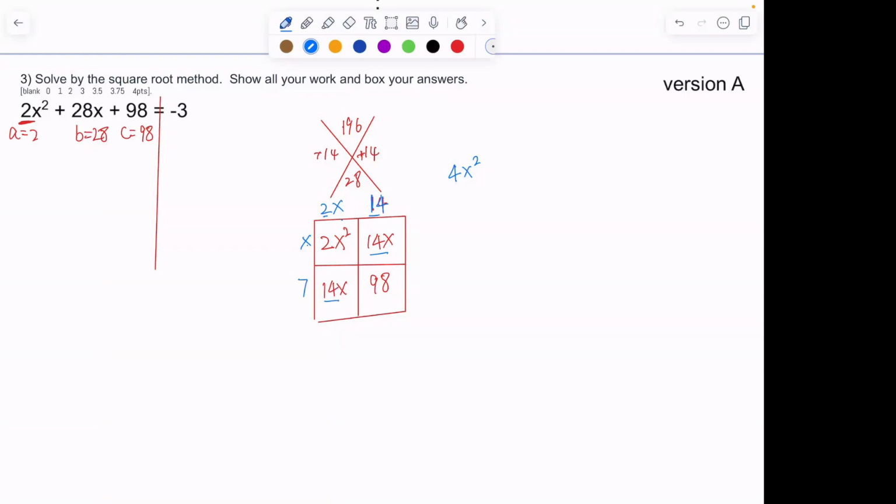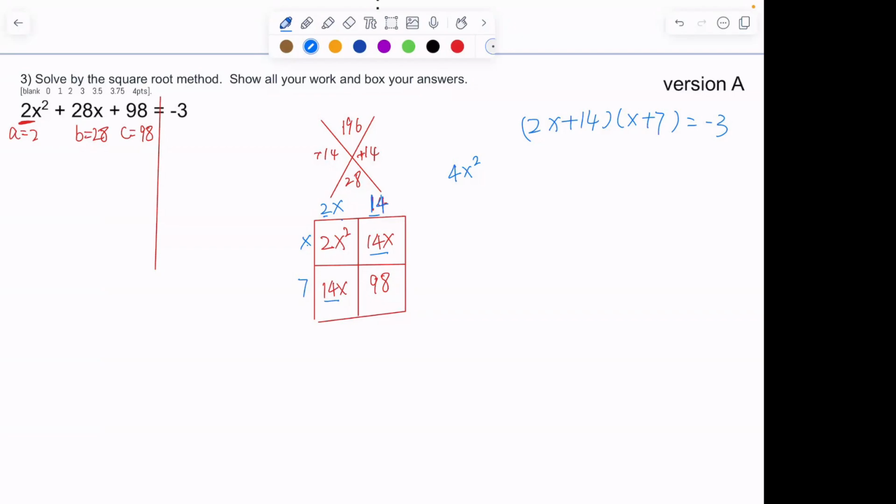Okay. So if you're using the x box here, it should be like this. So you get 2x plus 14 times x plus 7 is equal to -3. Okay. So if you get 2x times 2x here, then that's not correct. Okay, that's not correct.